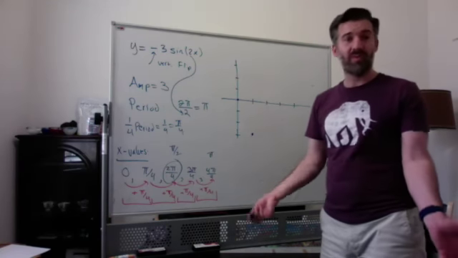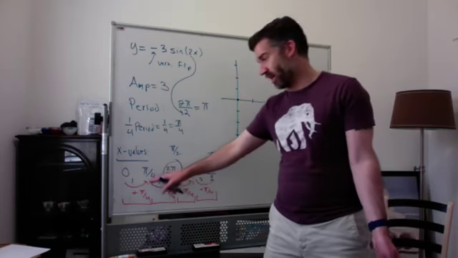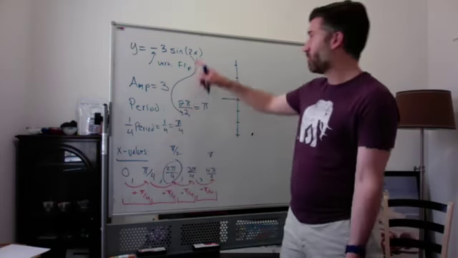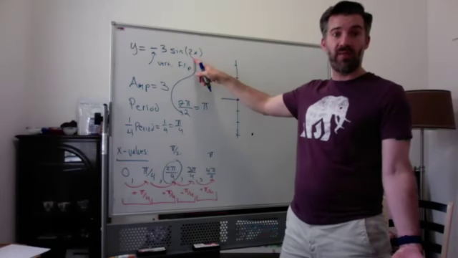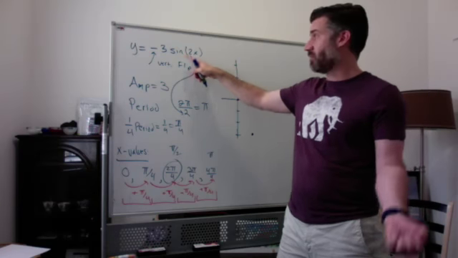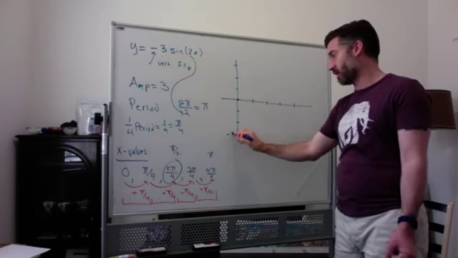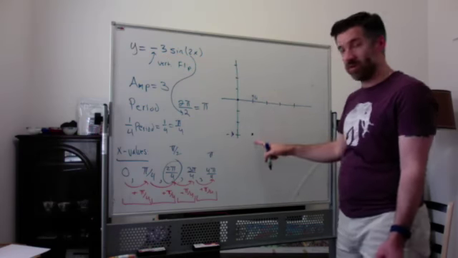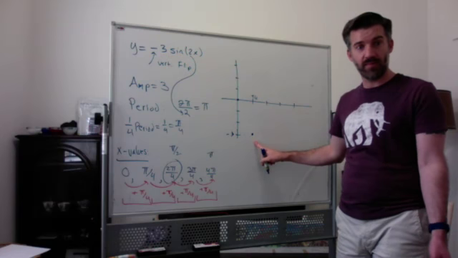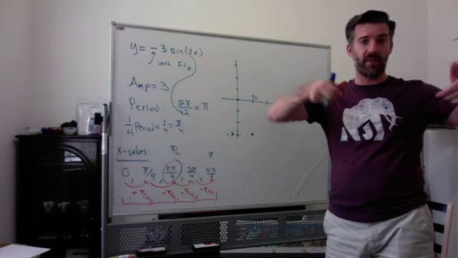You could also plug in if you really wanted to check. You could say, okay, I'm going to plug in pi over 4. 2 times pi over 4 is pi over 2. Sine of pi over 2 is equal to positive 1, but negative 3 times 1 is negative 3. So it does make sense that when we plug in pi over 4, we do in fact get negative 3 for our value. But you don't have to go that way. You can just remember what sine usually looks like and then flip it over.